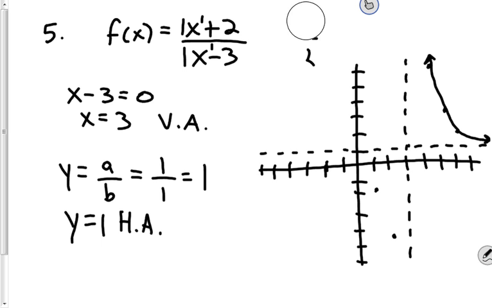Let's just plug in 0 since that's easy enough. Negative 2/3. So we'd be about right here. So we can see that our curve is starting to come, oh, sorry, I have to go all the way up to the asymptote, right? It's going to come sort of like this, and it's going to keep going like this.